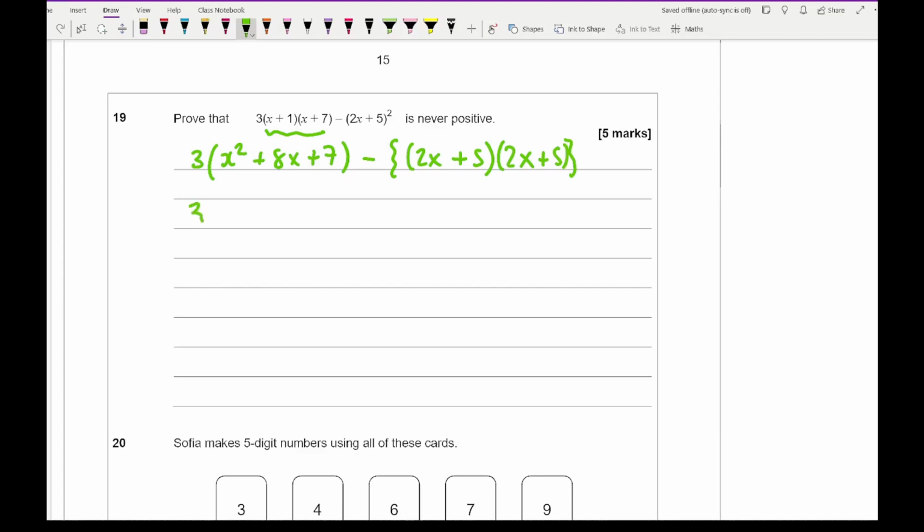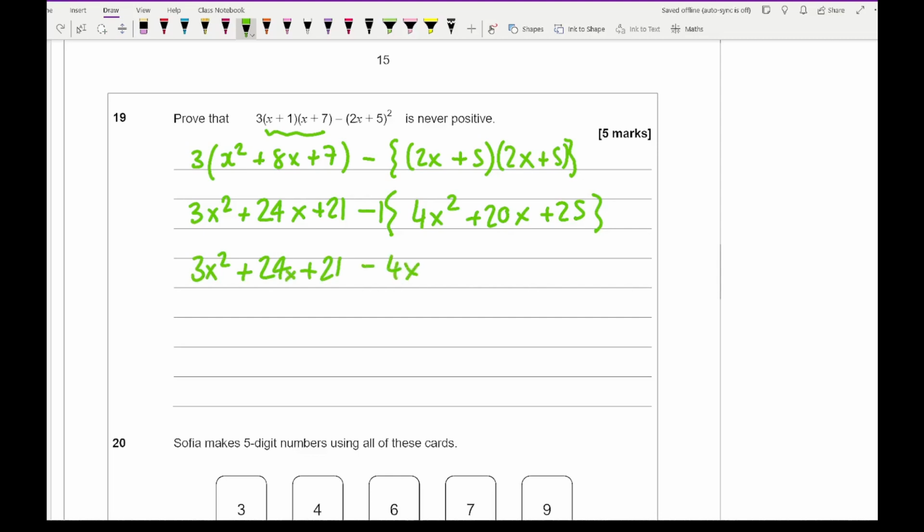So then simplifying this bit here, I get 3x squared plus 24x plus 21 minus 4x squared plus 20x plus 25. Then remembering I've got a minus outside that bracket, I get 3x squared plus 24x plus 21, minus 4x squared minus 20x minus 25, because again that minus just changes the sign of everything underneath. Then if I simplify the whole expression, I get minus x squared plus 4x minus 4.